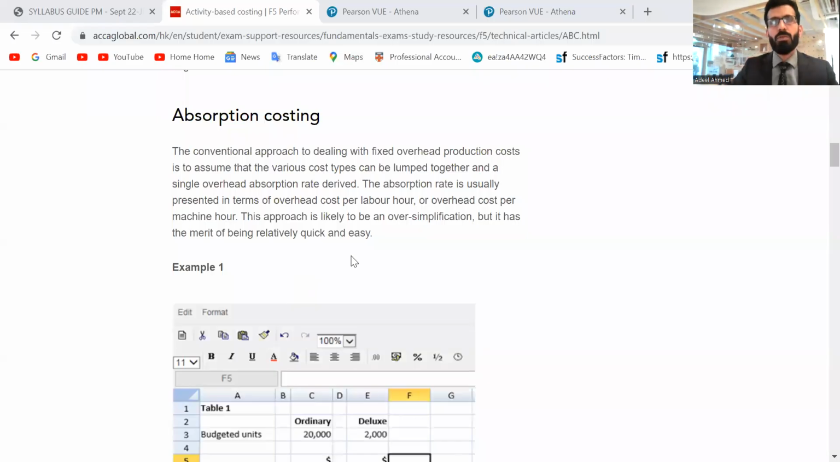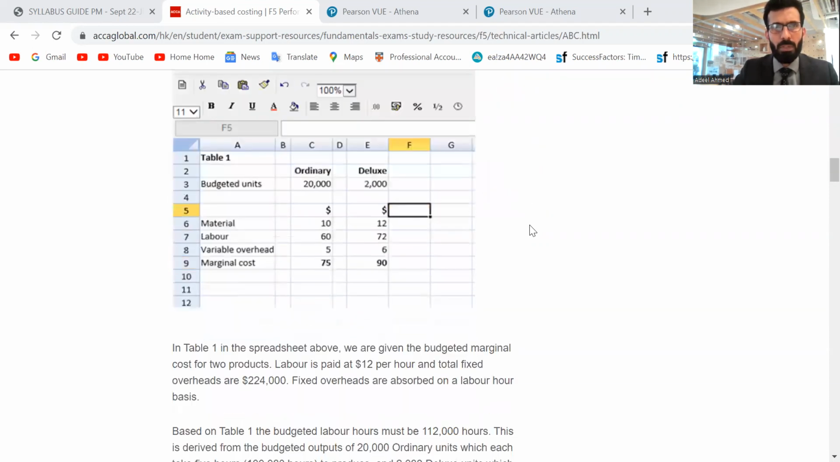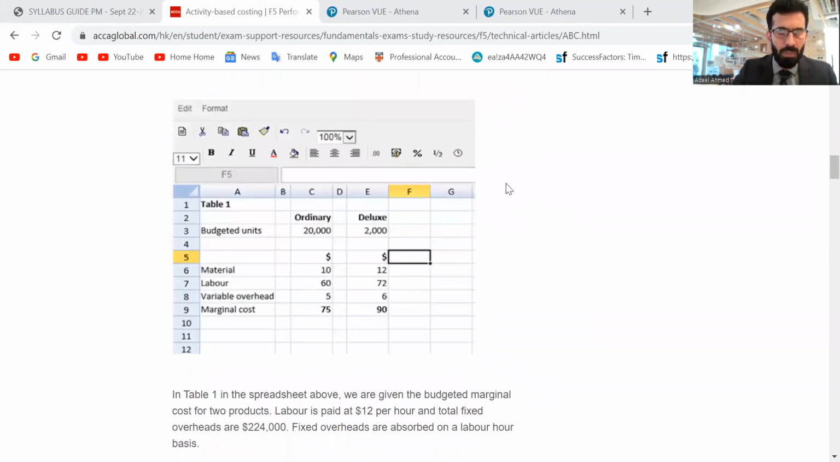Okay, so let's now discuss the activity-based costing example. I will be sharing the technical article, and we have one example in it which helps us understand the difference between absorption costing and activity-based costing. As we said earlier, absorption costing absorbs overheads based on a single activity, either labor hours or machine hours, any of the volume-based activities. Whatever it is, it will be mentioned in the question, and we will use that activity to absorb the overheads.